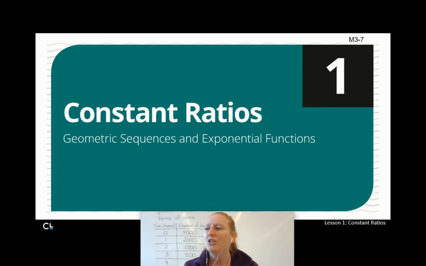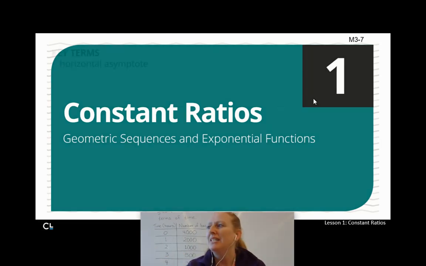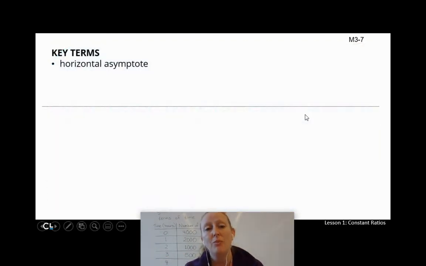So we learned last time that we could take our geometric sequences and we could take that explicit geometric formula, we could turn it into an exponential function. Today, we're going to push it a little further and we're going to look at something called a horizontal asymptote. No, I'm not swearing at you. That's a legitimate math word.